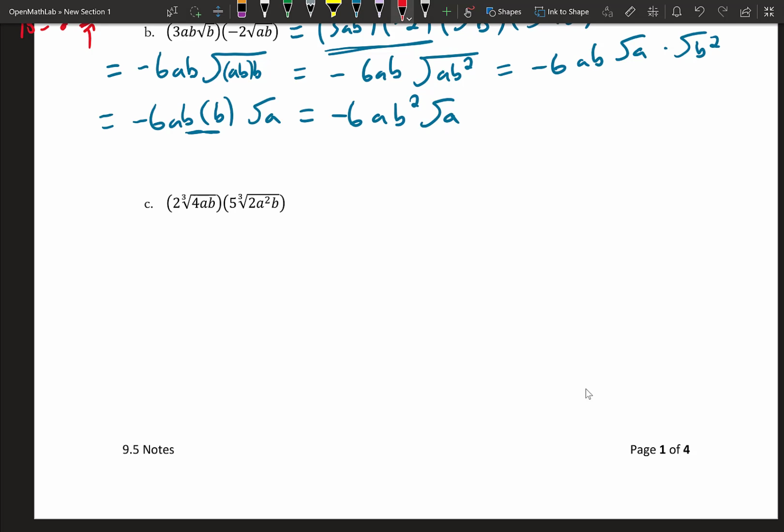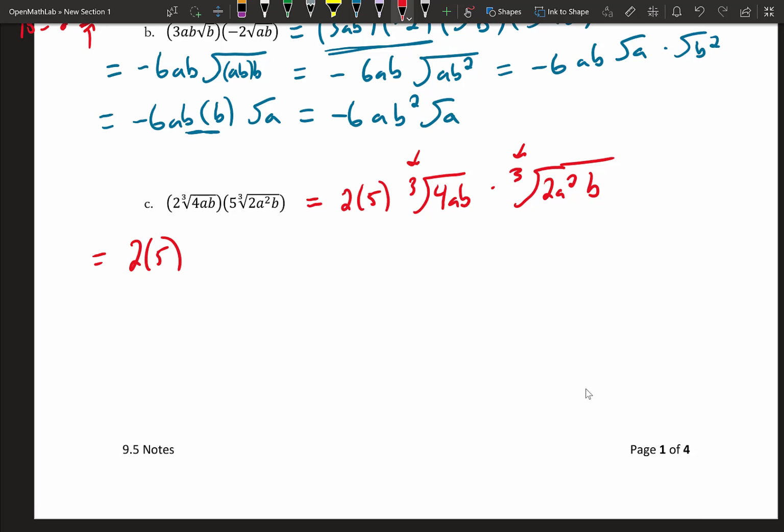So then this next one, part C, we'd multiply 2 and 5 together. In other words, what we're trying to do is multiply the things that don't have a radical in them together, and then multiply the things with a radical together next. And we're specifically looking at things that have the same index, so they both have an index of 3. So we'd have 2 times 5 times the cube root of 4ab times the cube root of 2a squared b. And since these indexes match, we can rewrite that as just one cube root. So that'd be 2 times 5 times the cube root of the product of 4ab times 2a squared b.